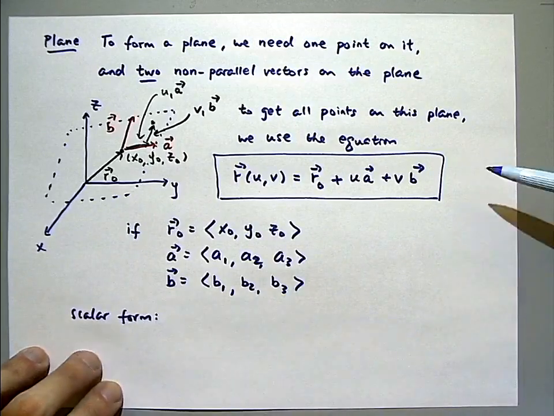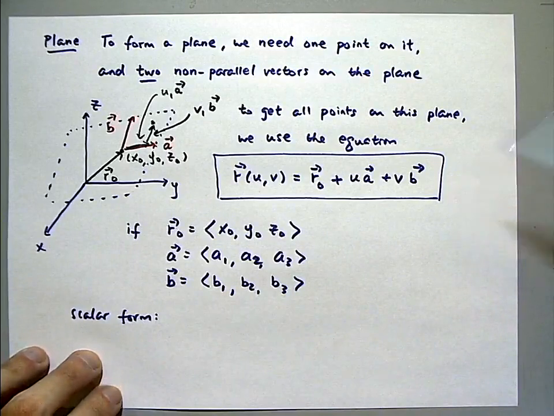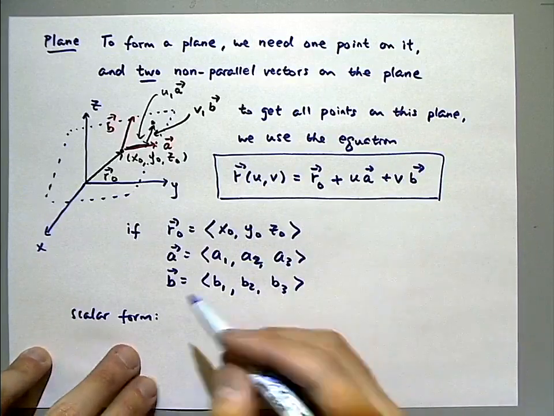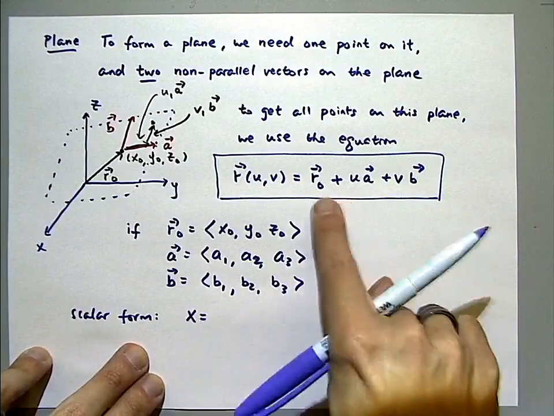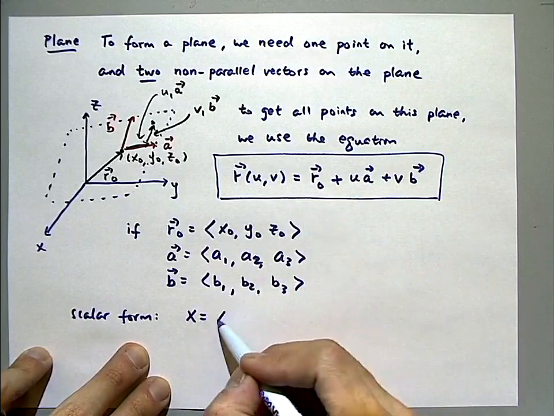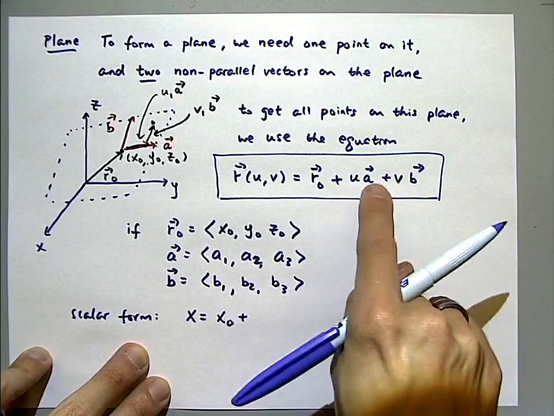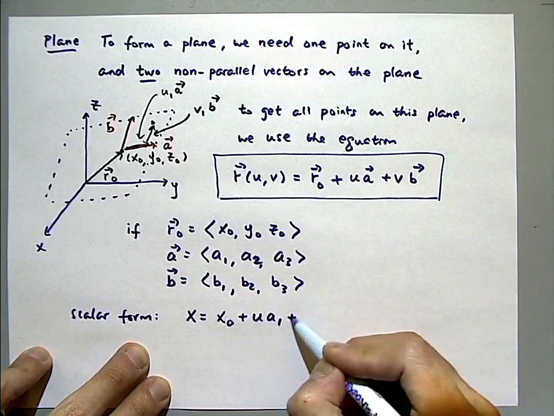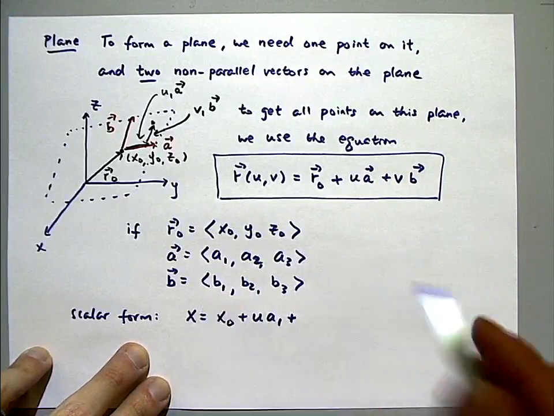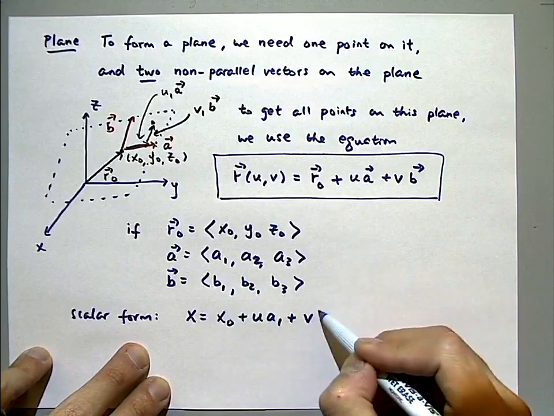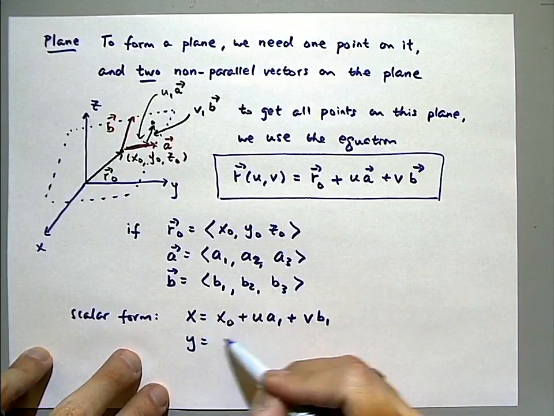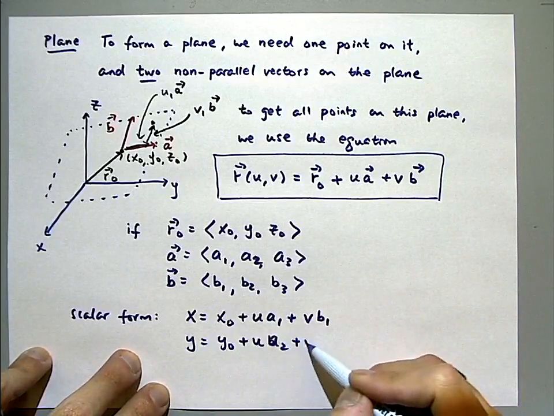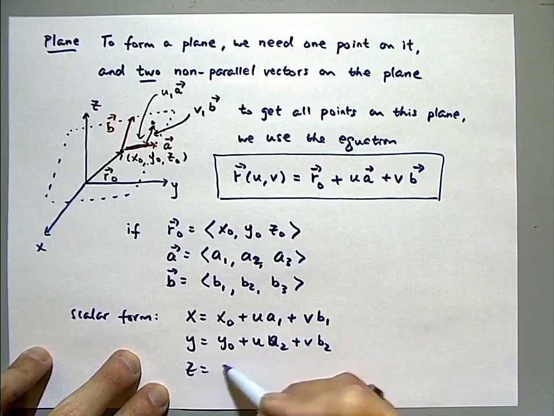Then the scalar form of this equation would be the x component of that vector equation. So x is equal to the x component of that, which is x0, plus u times the x component of A, which is A1, and v times the x component of B, which is B1, sorry. And so on.